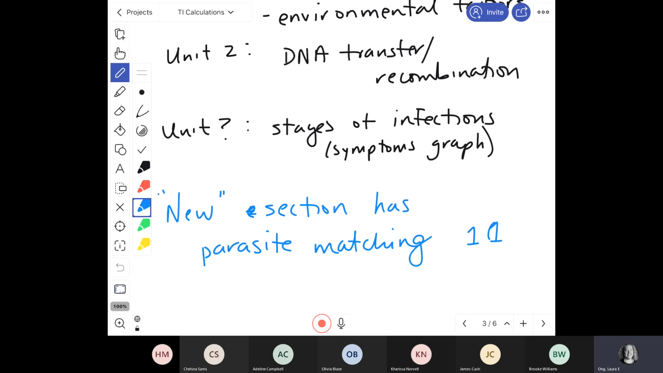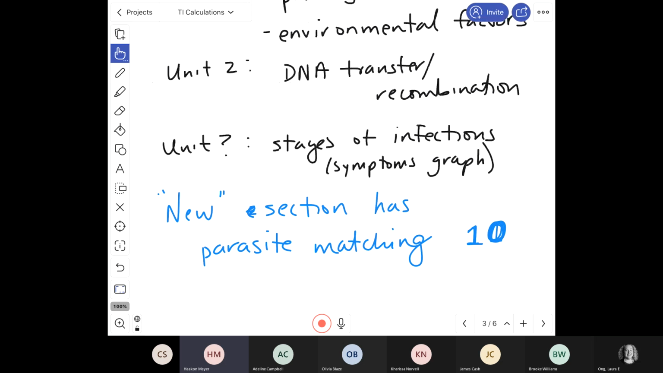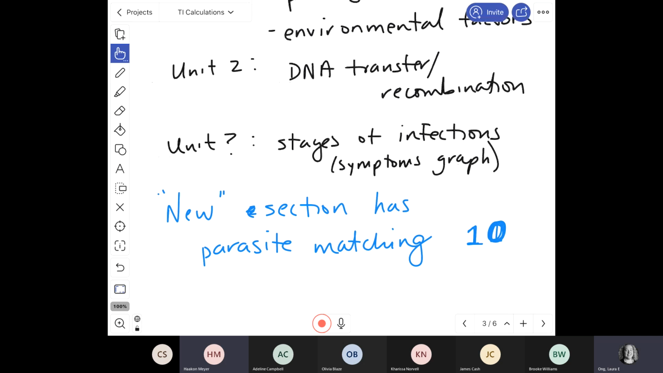10 of those, sorry. 10 parasites for the matching section. That'll be part of the 100 points new section. Is the cumulative section going to be multiple choice, or more free response questions? It's free response. But is it going to have any graph drawing? There could be. Okay. Yeah.